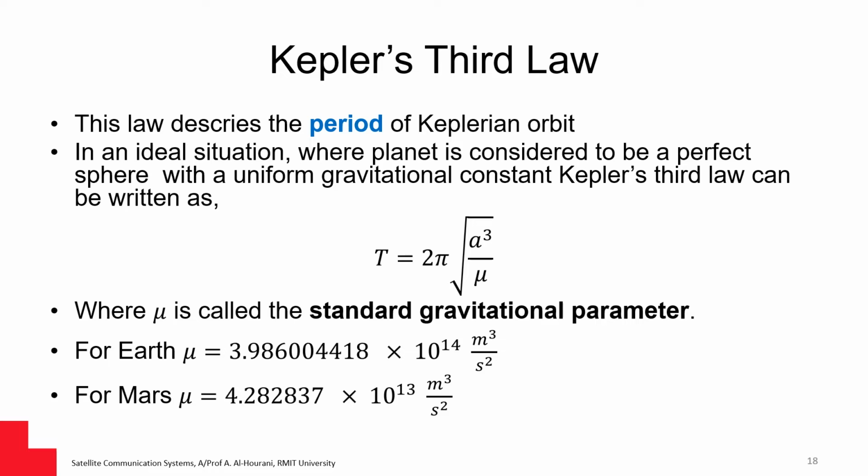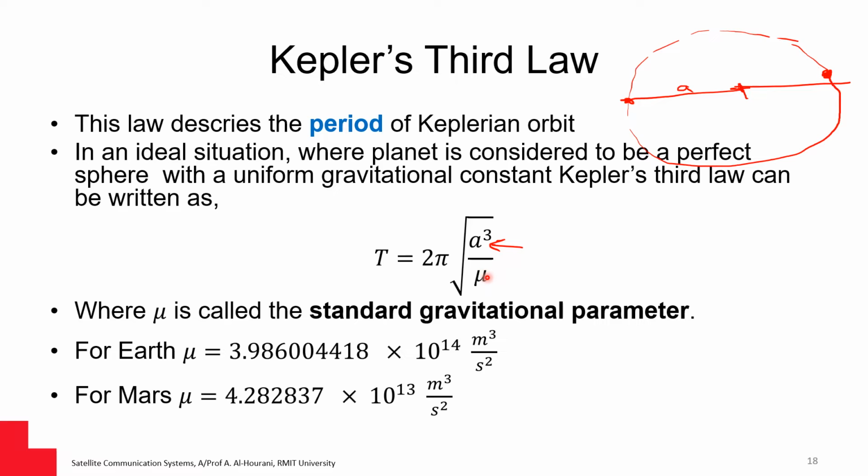So in our case, we have Earth and we have the satellite. The question here, or the law, is about the time required for the satellite to return back to the point that it started with. So the law says that the period is 2 pi times the square root of the semi-major axis cubed over mu. A is the semi-major axis of the ellipse. So here's the semi-major axis. This is A.